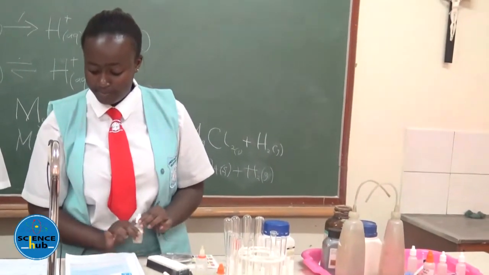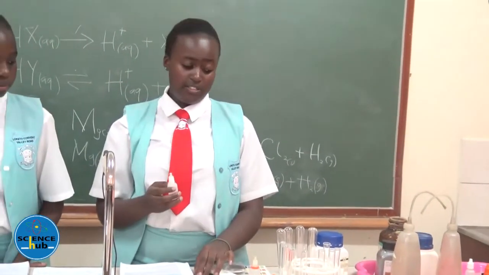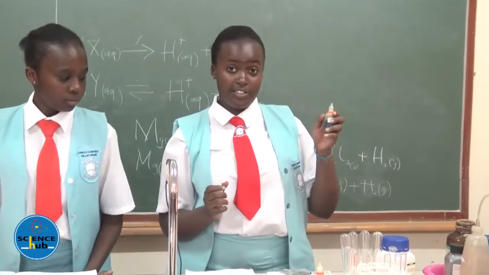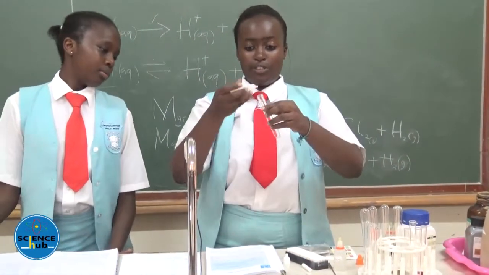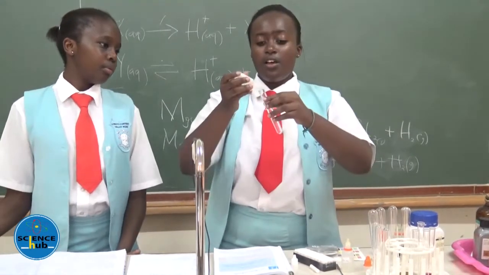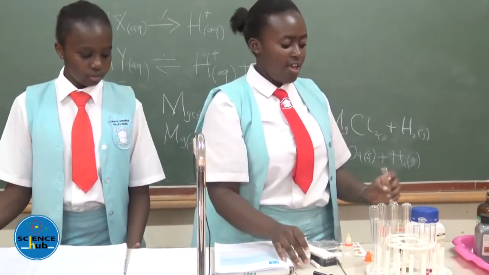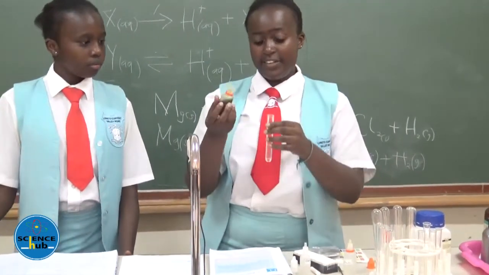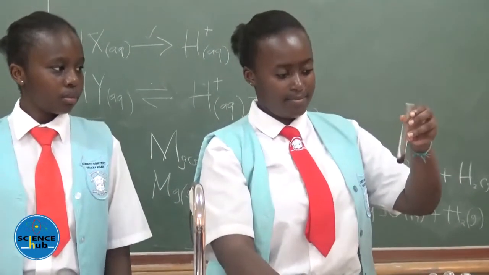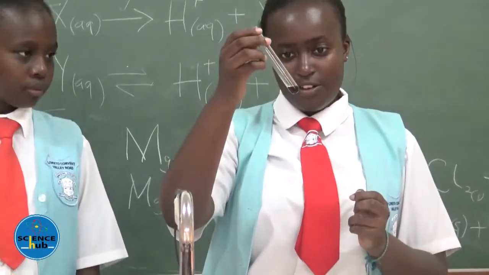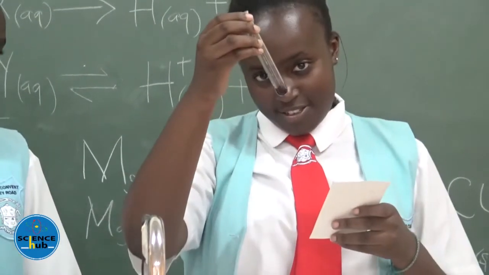So we are going to see the strength of the bases using the universal indicator. Take a test tube, and this is ammonium solution. We are going to put about 5 drops, and then we are going to take the universal indicator and put it in. So there's a color change from colorless to purple.